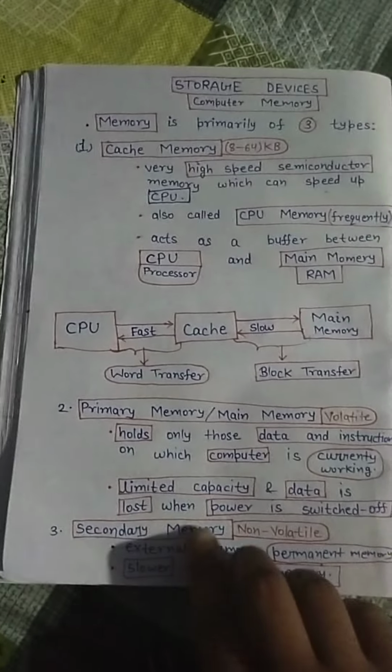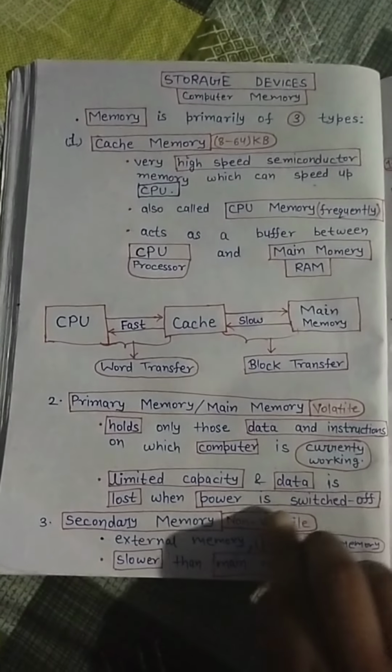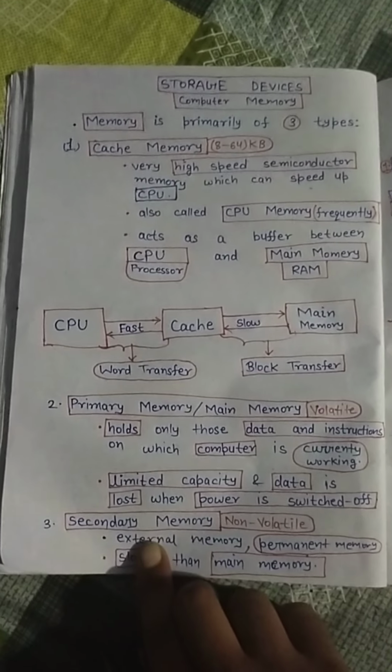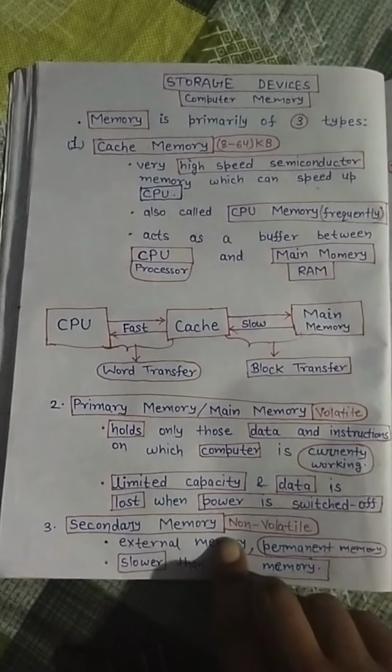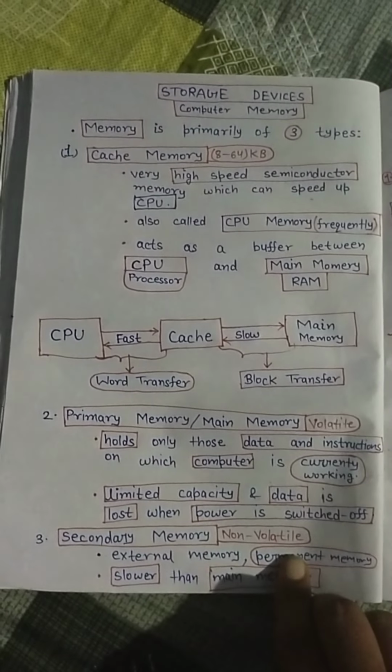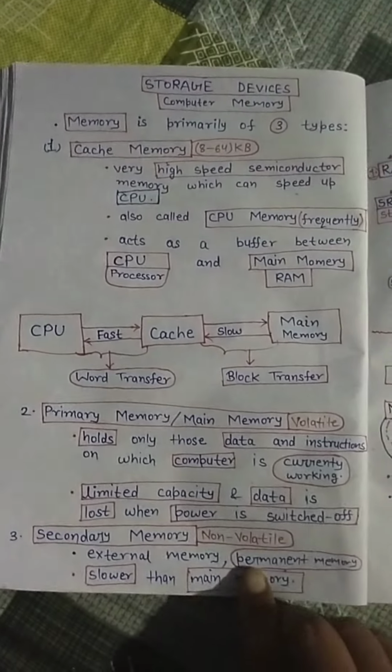Third, secondary memory or non-volatile. It is external memory or permanent memory in nature. It is slower than main memory.